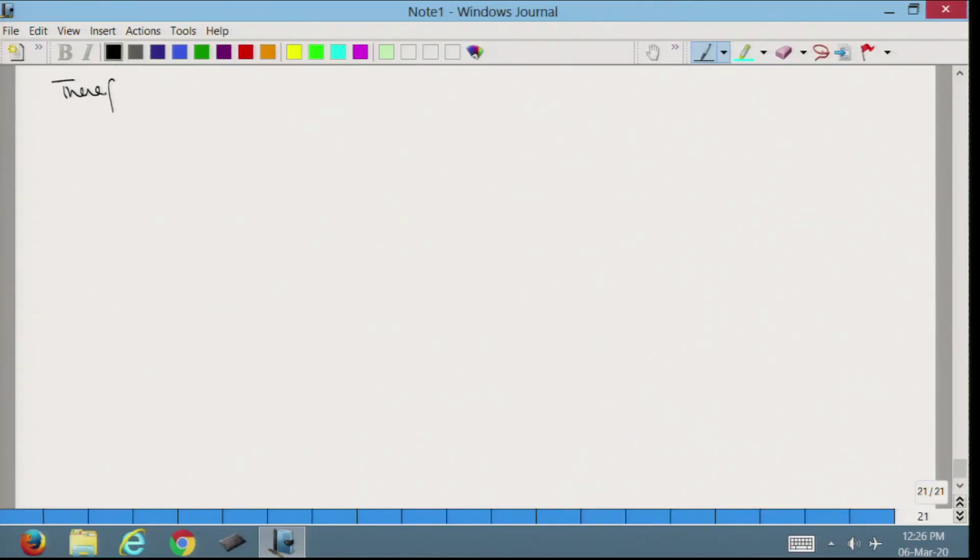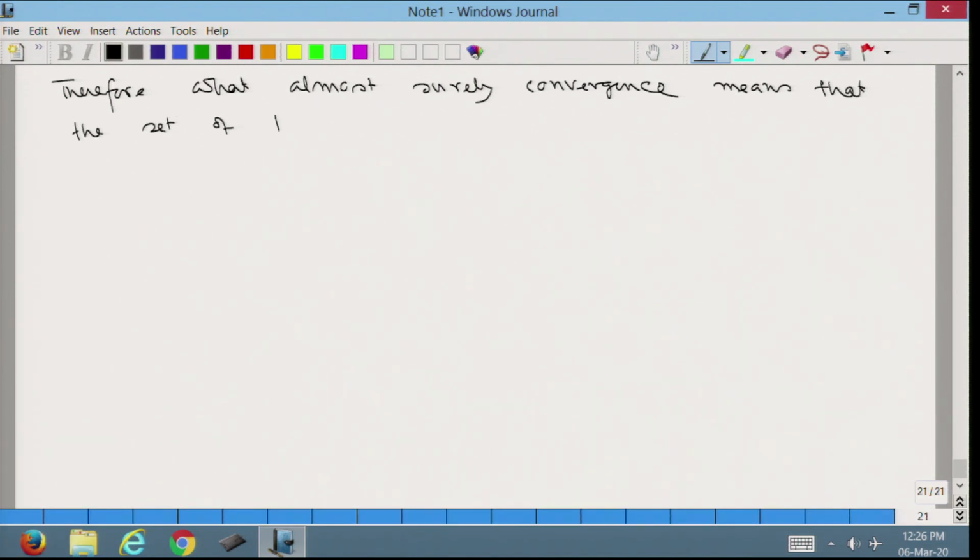Therefore, what almost sure convergence means is that this set of points A of small omega, A contained in capital Omega, is such that the probability of A is equal to 1.